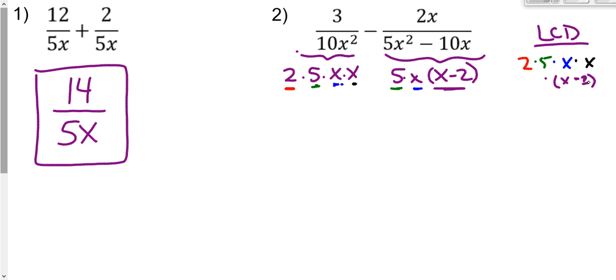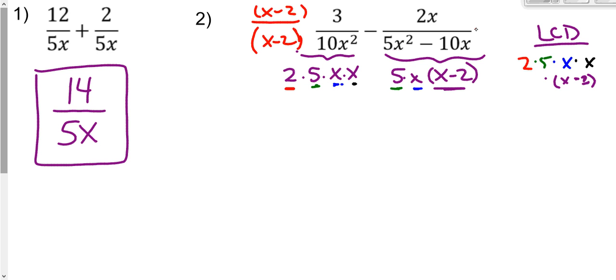Okay, so then you ask yourself, what do I need to multiply the first fraction by so that I will have that least common denominator? It already has a 2, it has a 5, it has an x, it has an x. It doesn't have an x minus 2. So we're going to have to multiply the first one by x minus 2 over x minus 2.